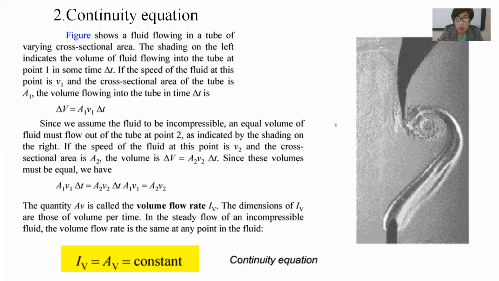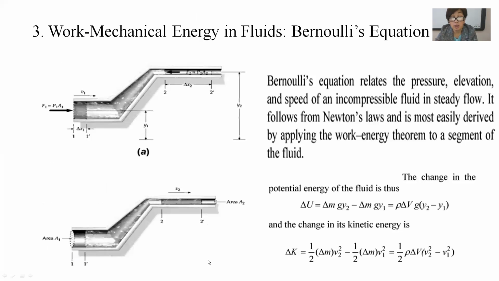The dimension of flow rate is volume per time. For a steady flow of an incompressible fluid, the volume flow rate is the same at every point in the fluid. And this is the continuity equation: A times v equals a constant. And the third equation, work and mechanical energy in the fluid, is Bernoulli's equation.